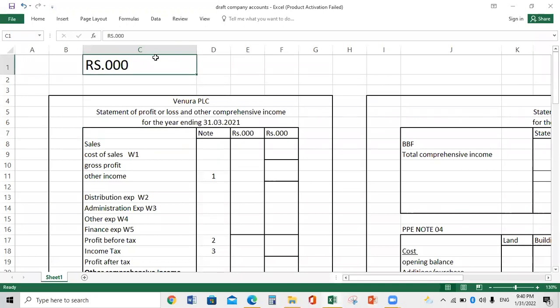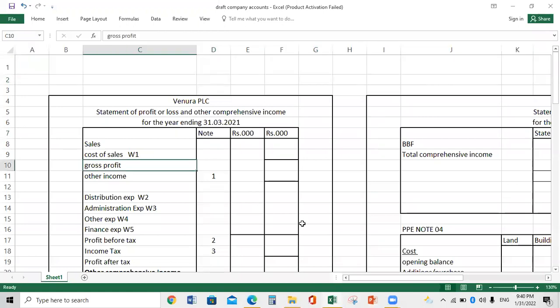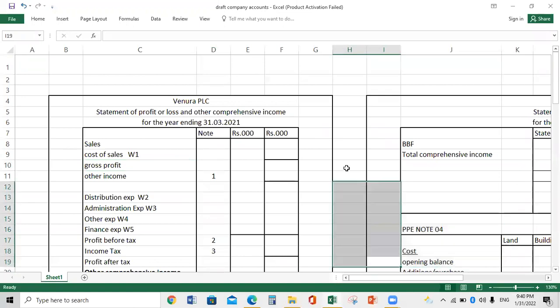If you are doing that, don't write one in rupees and one in thousands. Some students make that mistake. They write one in thousands, one in rupees. You can't do that. If you are writing for the whole page, if you are writing in thousands, write in thousands. If you are writing in rupees, write in rupees.